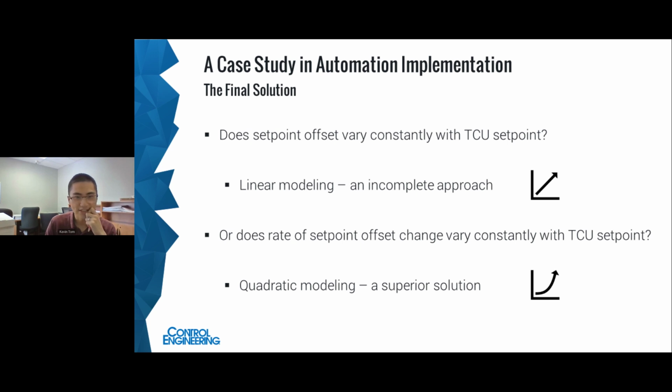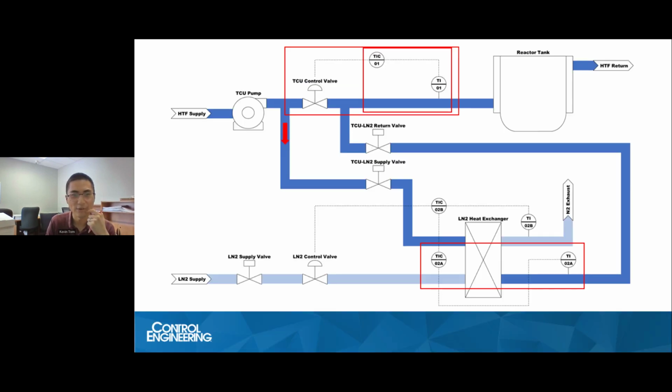So let me show you what this Goldilocks scenario looked like in the diagram. Essentially, for the TCU control valve at the top, we were making sure it was more closed. It wasn't opening too much. So in order to do that, you had to make sure that your offset between the TCU and LN2 side wasn't too big. So this kept all the flow going down into the heat exchanger. At the same time, you had to make sure that your set point offset was big enough so that you were cold enough on the LN2 side to actually reach set point on the TCU side.